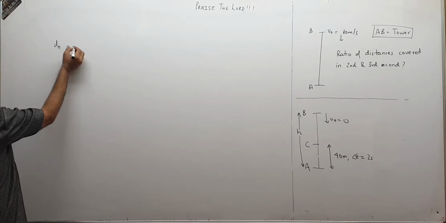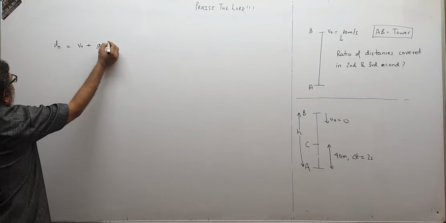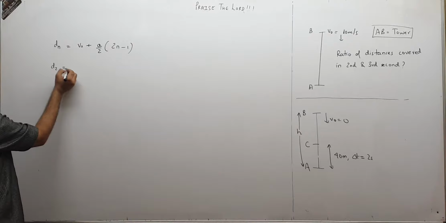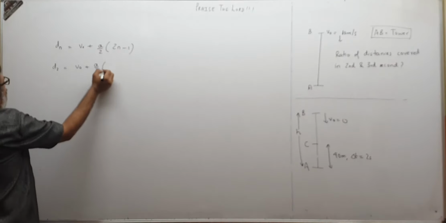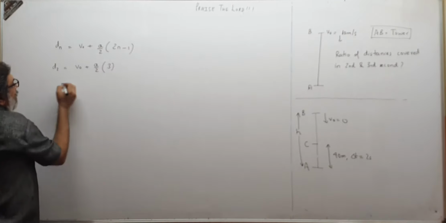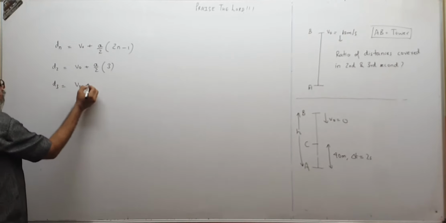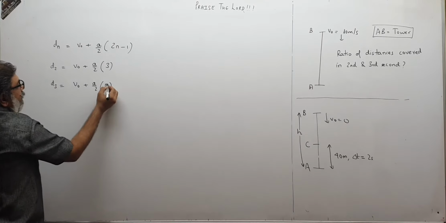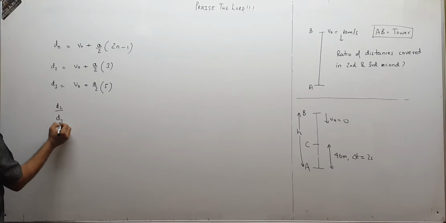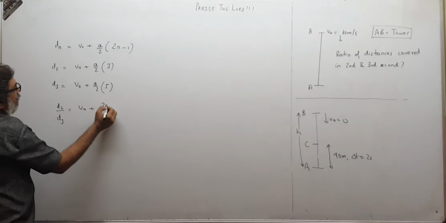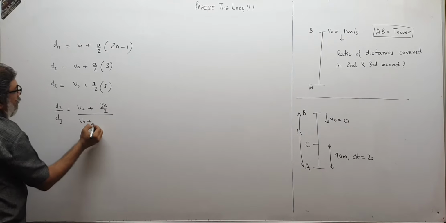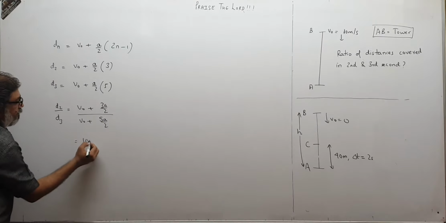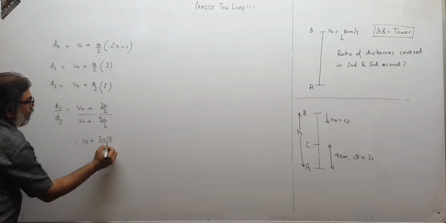You know the formula for displacement in nth second. I told you that dn is equal to v0 plus a by 2 into 2n minus 1. This shortcut I told you. So d2 will be v0 plus a by 2 into 4 minus 1, that is 3, and d3 will be v0 plus a by 2 into 2 into 3, 6, 6 minus 1, 5. I want the ratio d2 upon d3. That will be v0 plus 3a upon 2 upon v0 plus 5a upon 2. So easy. Put the value v0 as 10 plus 3 into 10 upon 2.